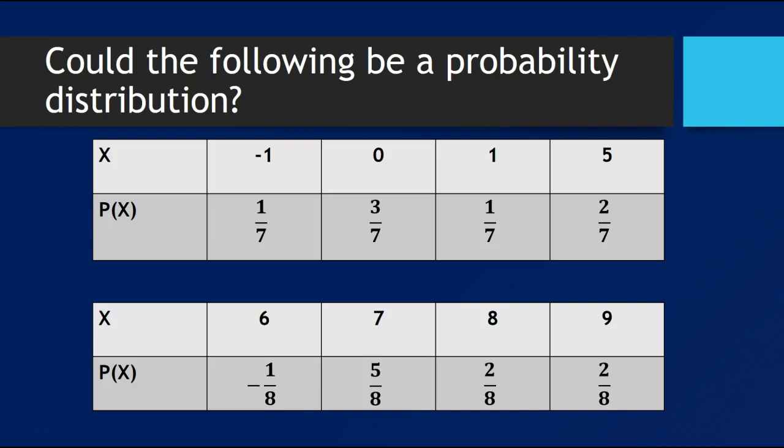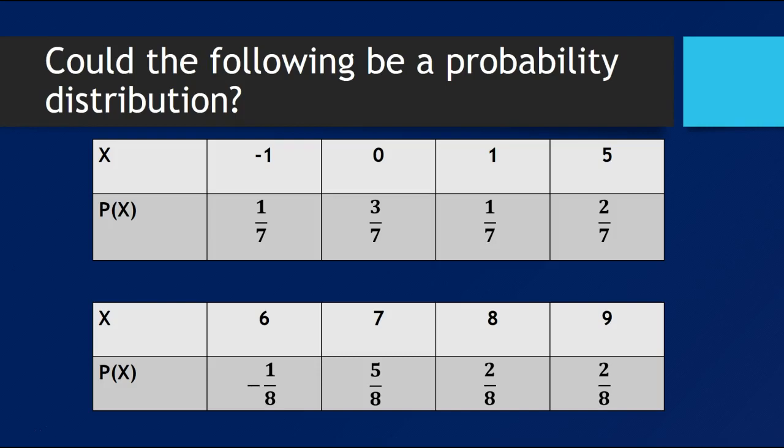Now the second one, 6, 7, 8, 9, that's no big deal. 2/8, 2/8, 5/8, and -1/8. This -1/8 fails the individual test. So because that probability is less than 0, this second table cannot be a probability distribution. So no, this second table could not be.